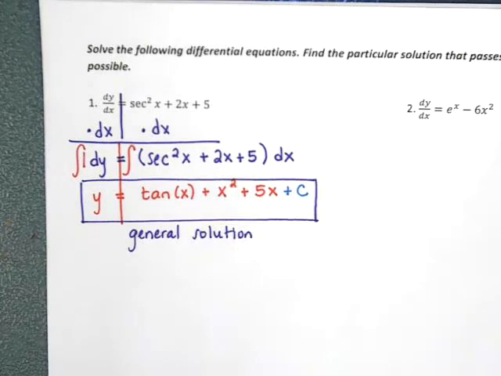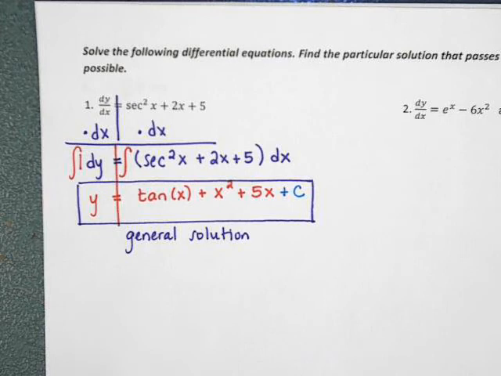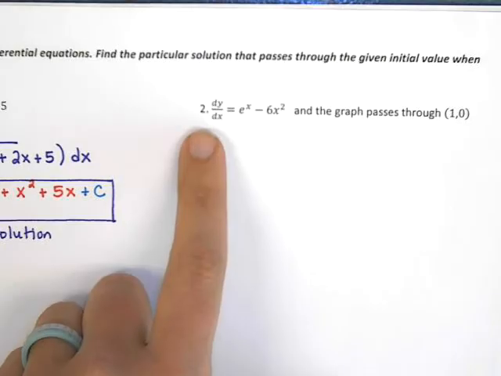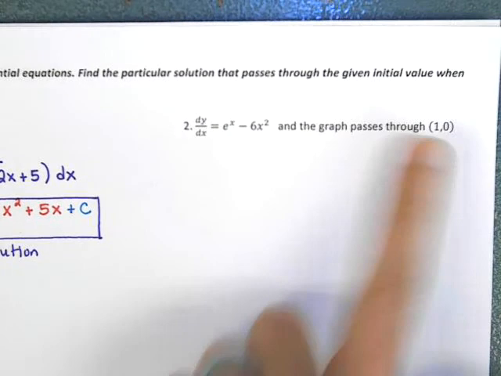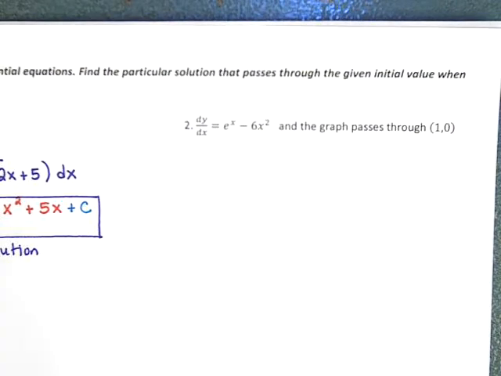Now let's go ahead and look at an example where we have an initial value and see how that changes our process a little bit. In problem number 2, we have an ordered pair as part of the question that we know the original graph passed through. What that means is that we're going to be able to pin down the exact value of c that we were looking for.